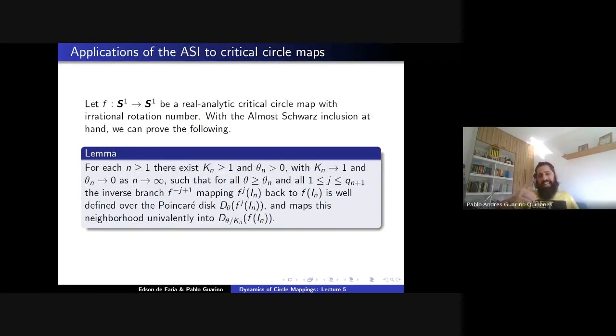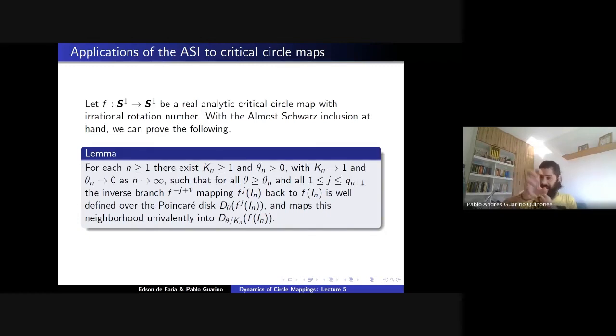But it will say that if you go to deeper and deeper levels of renormalization, the loss of angle goes to zero. Or to put it in another way, you have a Poincaré disk of angle theta, and you pull it back, it will be mapped inside a Poincaré disk of angle theta divided by k_n. And k_n goes to 1 as n goes to infinity. So you are almost not dividing by anything.